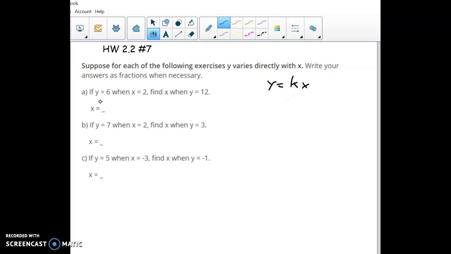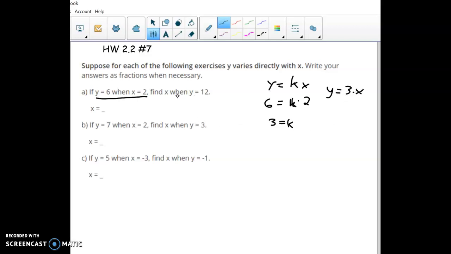And so the first part, they give you an xy pair that allows you to find k. So y is 6 when x is 2. If we plug those in, sorry that k looks pretty poor there, but if you divide by 2, then k must be 3. All right, which means our equation for this one is y equals 3 times x.